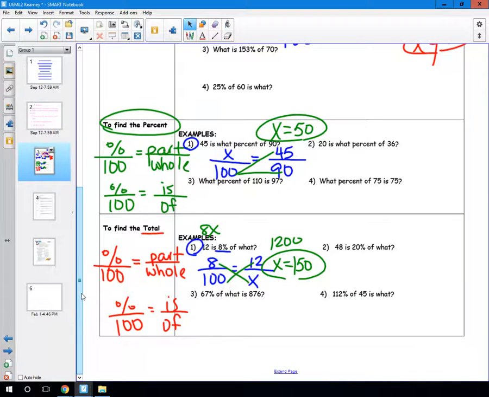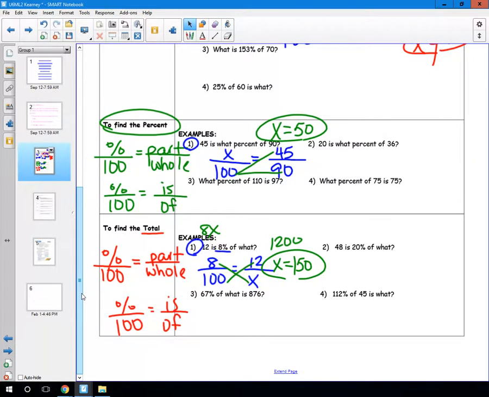Okay? So just to recap, guys, all percent problems can be set up as a proportion. Percent over 100 equals part over whole. Or, if you like the other way, percent over 100 equals is over of, whichever way. So take a moment, go back and do the practice problems.